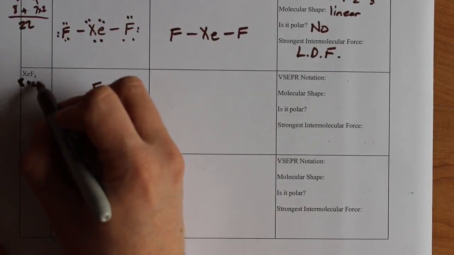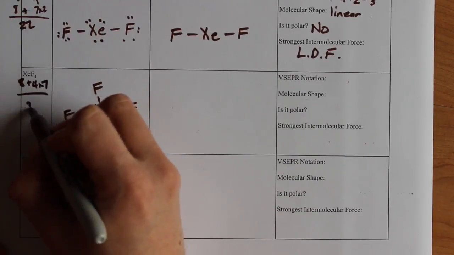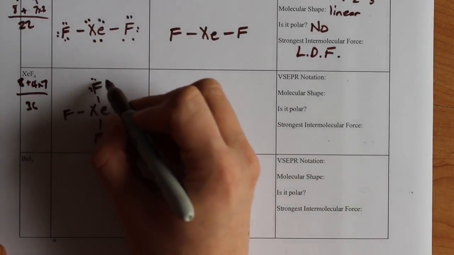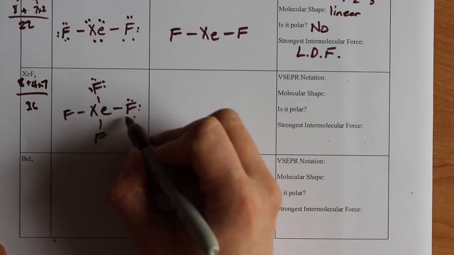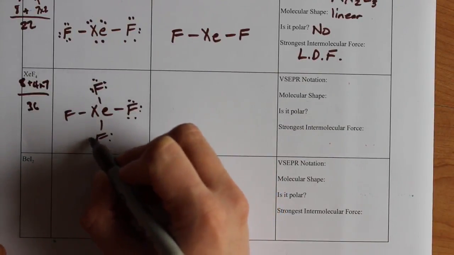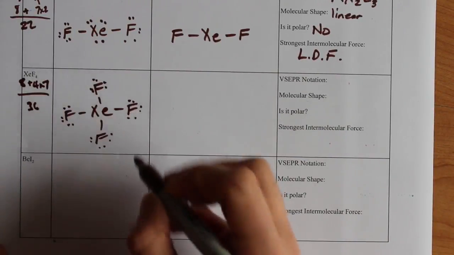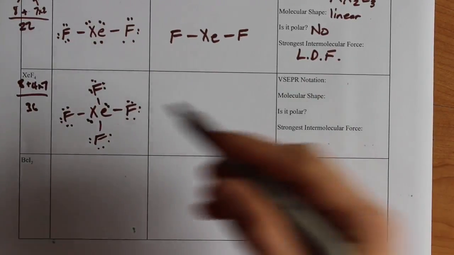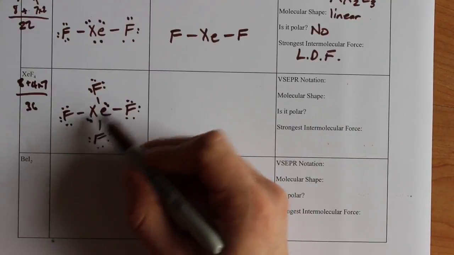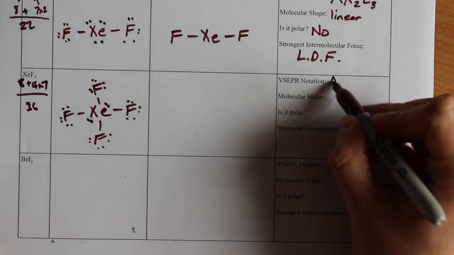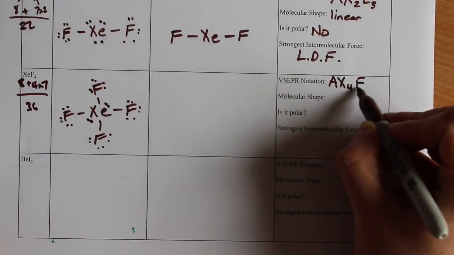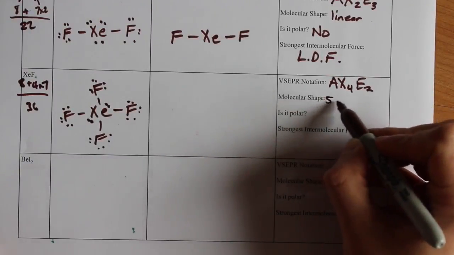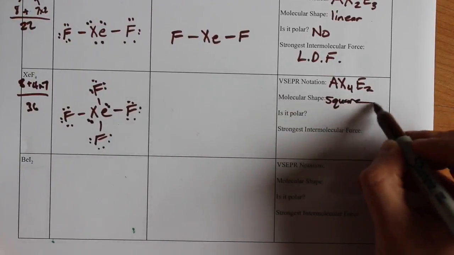Xenon brings 8 and fluorine brings 7 each. That makes 36. When we add all the electrons on the outer parts of fluorine, we end up with 32. So we dump 2 lone pairs on the central atom, and now xenon has 2 lone pairs and 4 atoms around it. That makes it AX4E2.